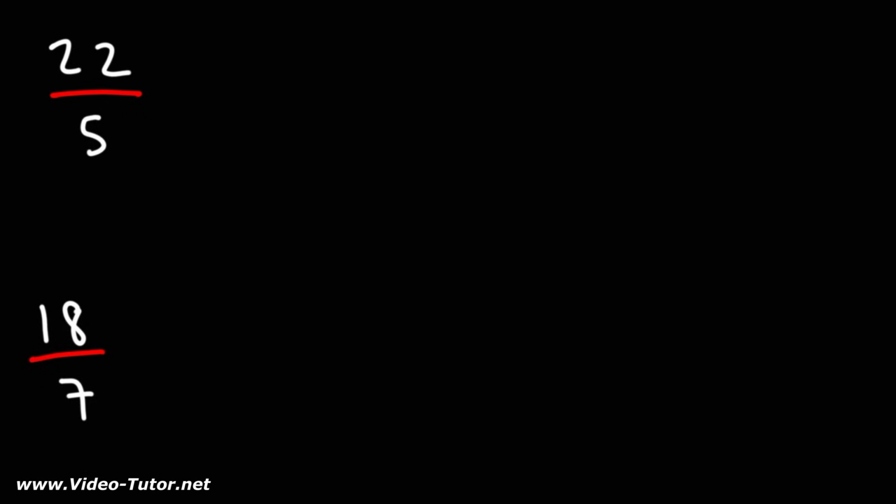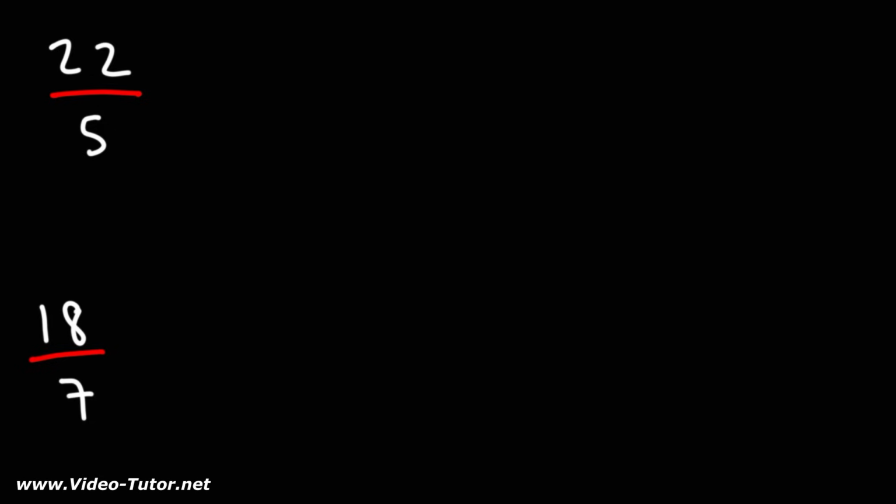In this video, we're going to talk about improper fractions and mixed numbers and how to interconvert between them. Now, when you look at these two fractions, notice that the numerator is greater than the denominator. When you see that, what you have is an improper fraction. Now, how can we convert these improper fractions into mixed numbers?